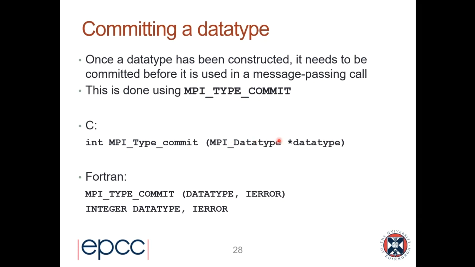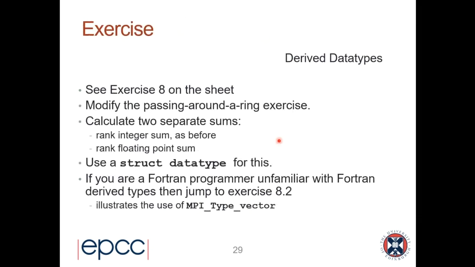So if you're going to use an MPI data type in a send or receive, you have to commit it, which kind of stamps it. But there you go. So the exercise is actually to modify the message passing ring exercise, calculate two separate sums, a rank and a floating point sum, but use a struct data type. So I want you to create an integer followed by a double precision number as a structure and send or receive that as a single object. So you'll need to define, what do you want to call it, MPI_my_struct.